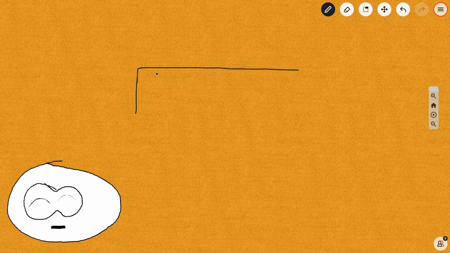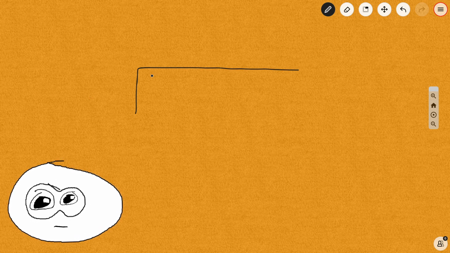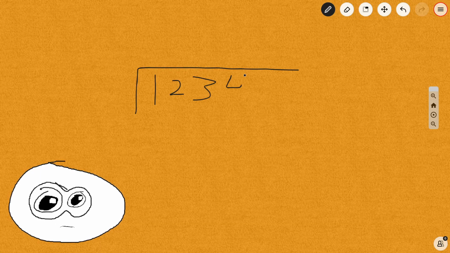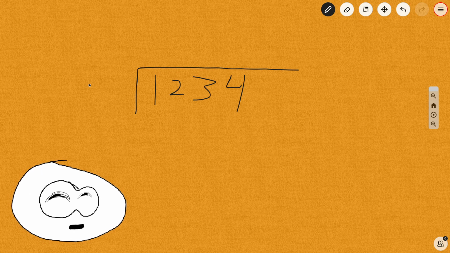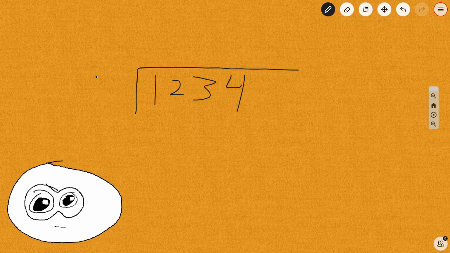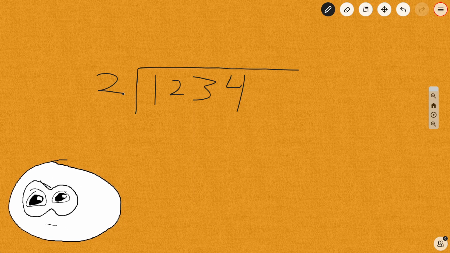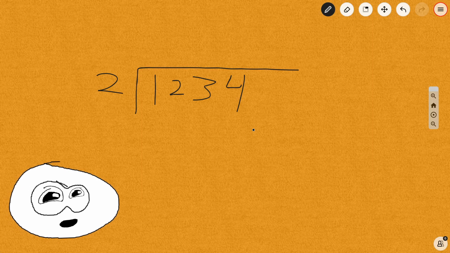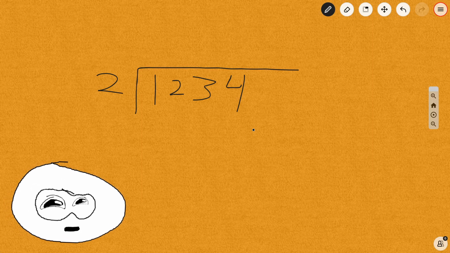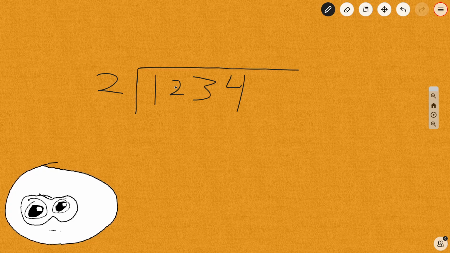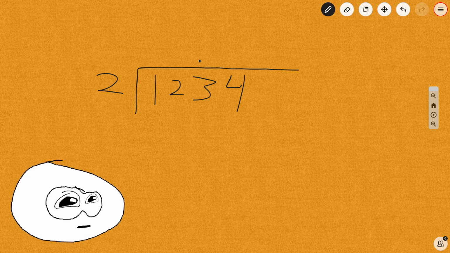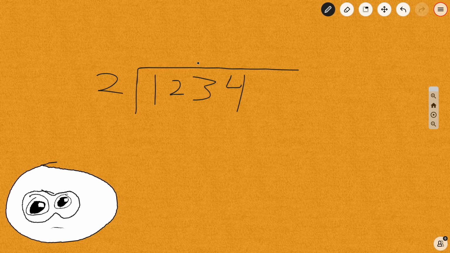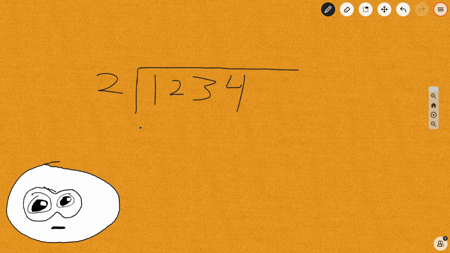Long division is where someone has a big number, 1, 2, 3, 4, and they try to divide it by another number, right? Let's say 2. And I know this is like elementary level math, but there's some funkiness that can happen. So here's basic long division in a nutshell, right?